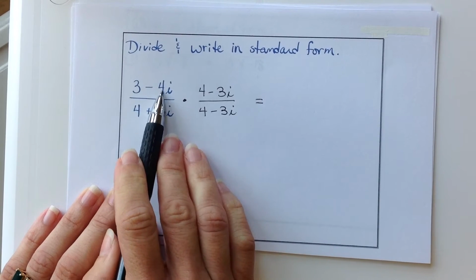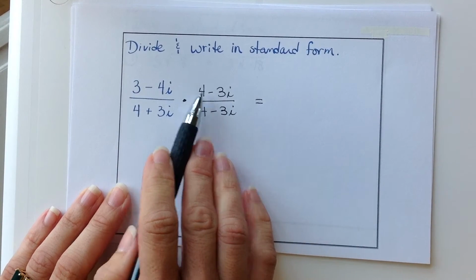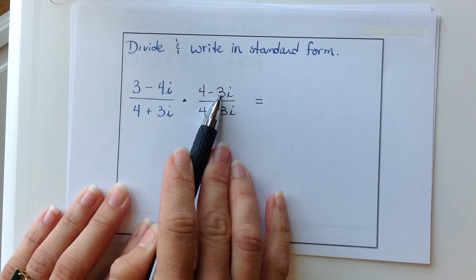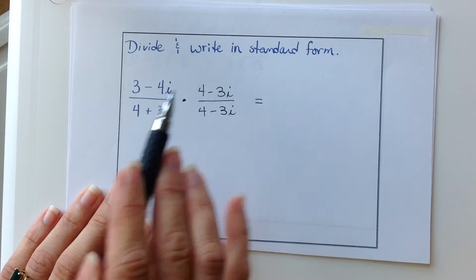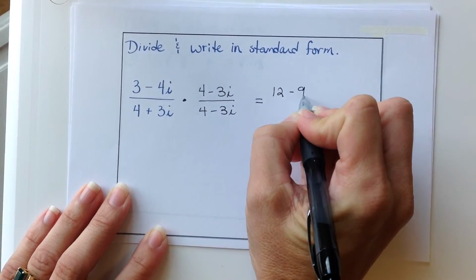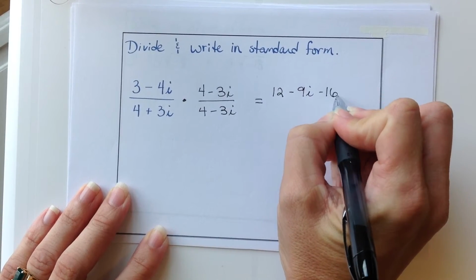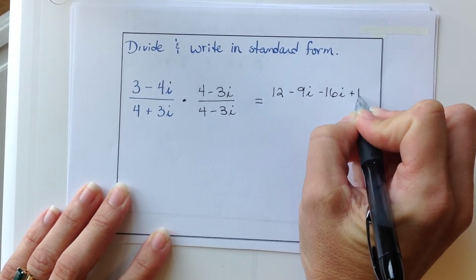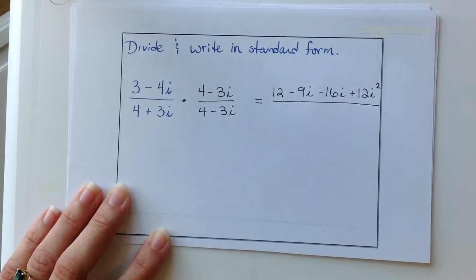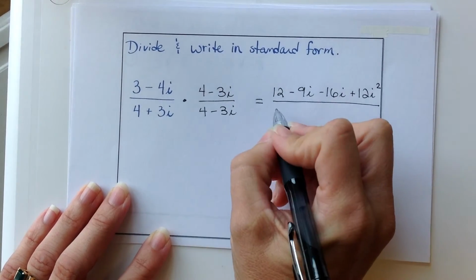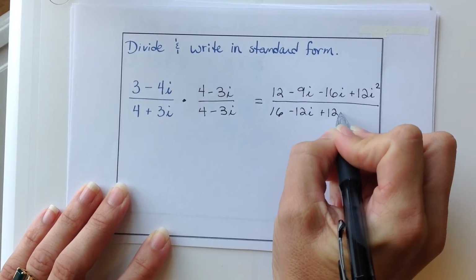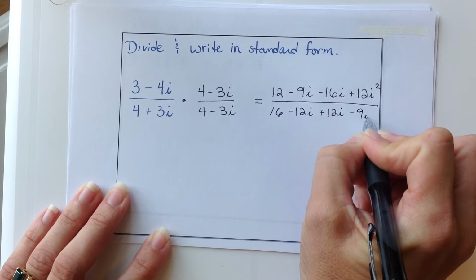Okay, so going back to multiplication, on the top, we need to FOIL this out. So you'd start with your 3 times your 4, 3 times negative 3i, and then do the same thing to get the other two terms. Okay, so I'll have 12 minus 9i minus 16i plus 12i squared. Okay, now we'll also FOIL out our denominator. So 16 minus 12i plus 12i minus 9i squared.